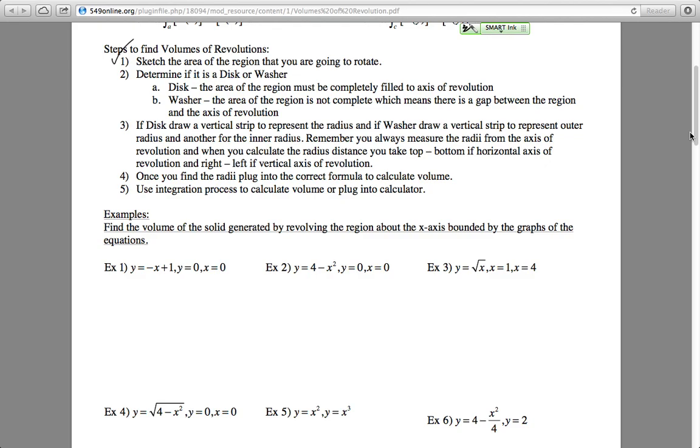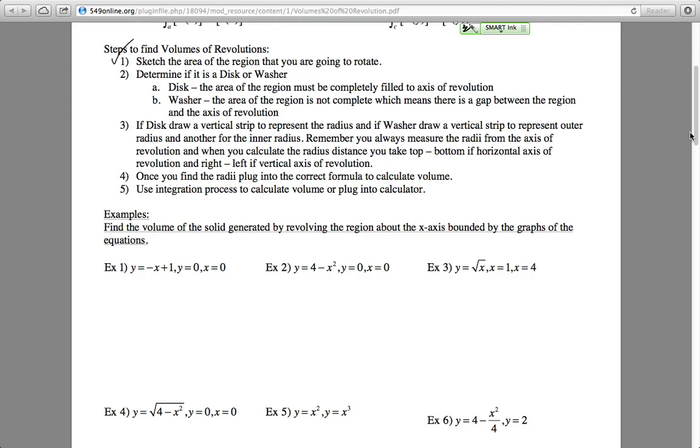Why do you need to sketch it? Because you need to figure out if it's a disk or a washer, okay? And then the other reason you need to sketch it is because you got to figure out what the radii are. You got to figure out what the radius is. And some people say, I don't need to know what the radius is. It's just a function. No, not necessarily. It's the function measured to the axis of revolution.